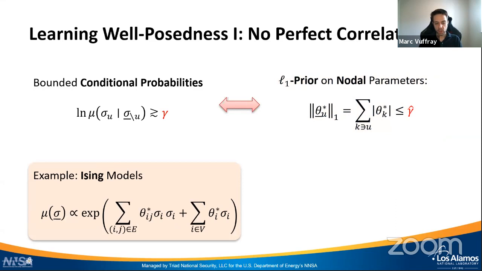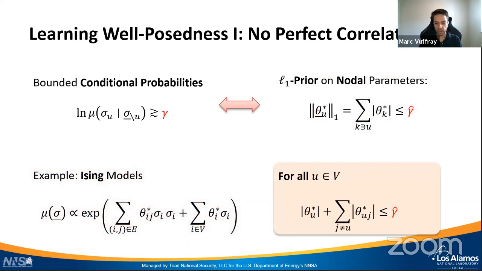This is something we can add in our example of the Ising model. If you want to learn a certain Ising model in a certain class, then we believe that we know something about this class: the interaction strength between the variables does not exceed a certain amount, which translates into an L1 norm, or L1 prior, on the coefficients involving one variable. So we have this L1 prior inside the learning problem. That was condition number one.